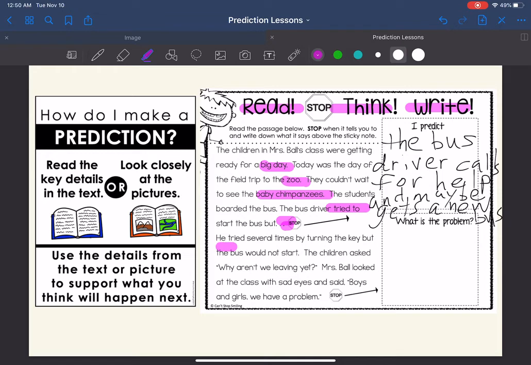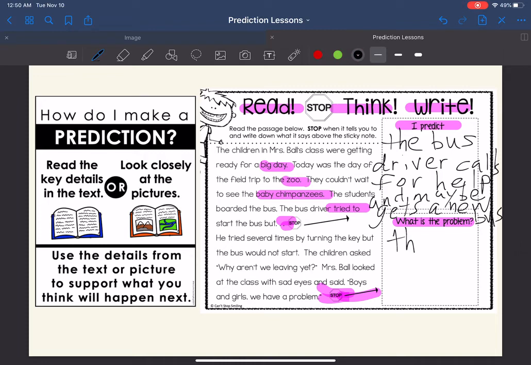He tried several times by turning the key, but the bus would not start. The children asked, "Why aren't we leaving yet?" Mrs. Ball looked at the class with sad eyes and said, "Boys and girls, we have a problem." And so then we are being asked to stop again. So we're going to stop, and this time it's asking us, what is the problem? The problem is the bus won't start.